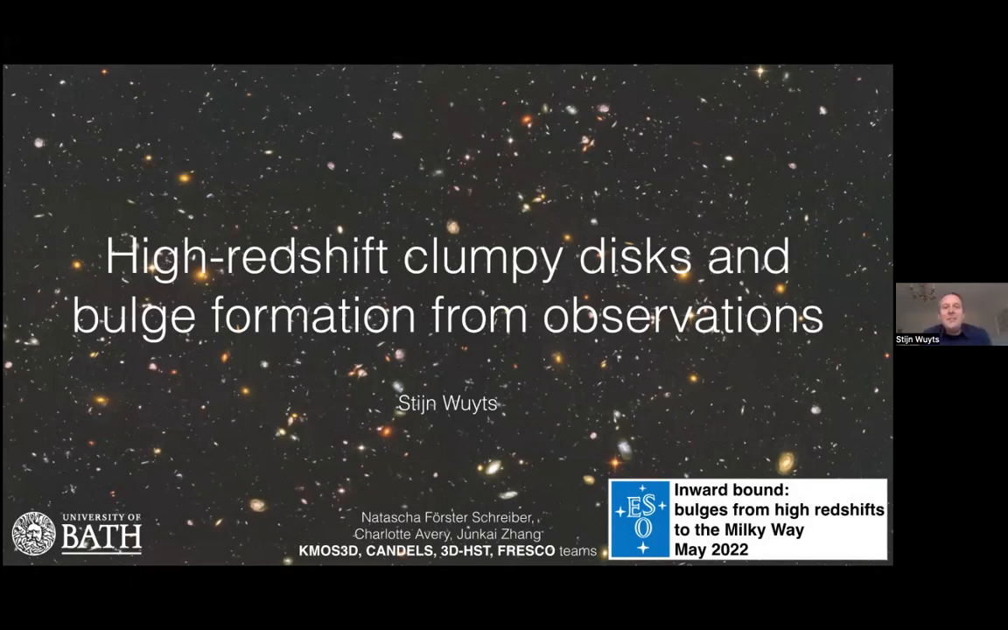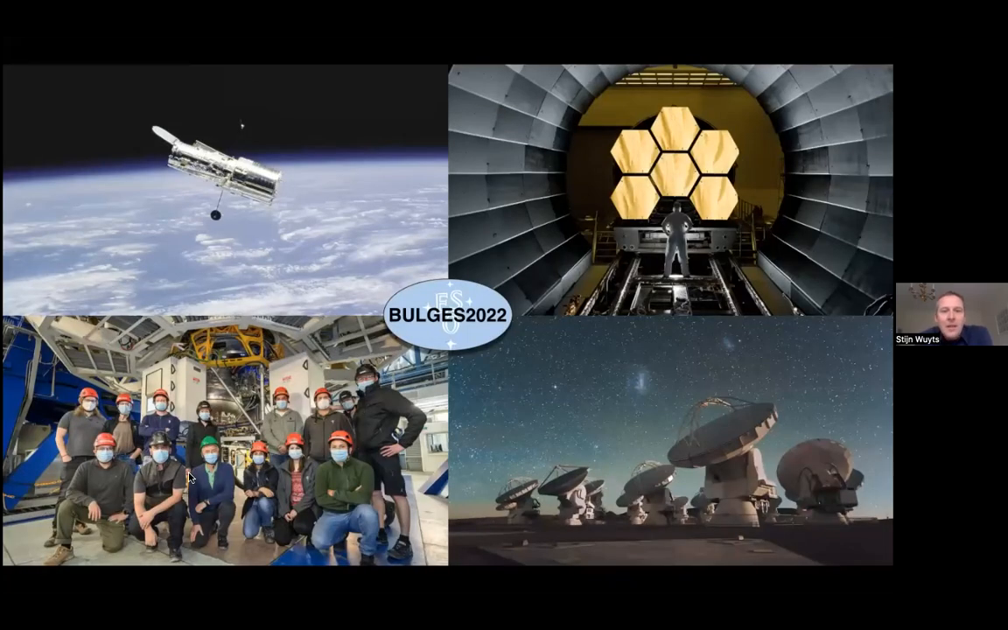Okay, good evening, everyone. I'd like to start by thanking the organizers for putting together this program and for giving me the opportunity to present this review on the nature of star-forming galaxies at high redshift, clumpy disks. On occasion, I'll broaden the scope a little bit in terms of redshift range and incorporate some of the lessons on quiescent galaxies as well.